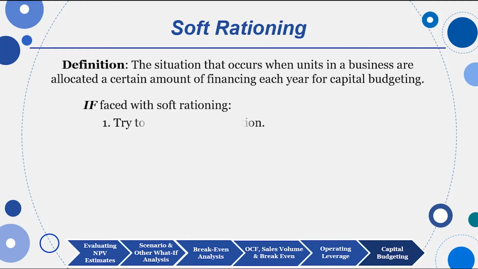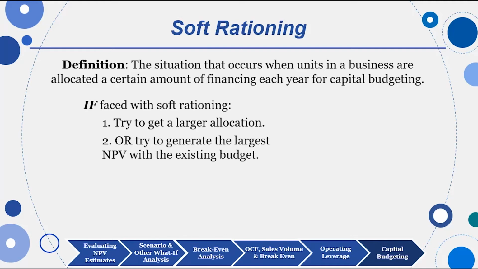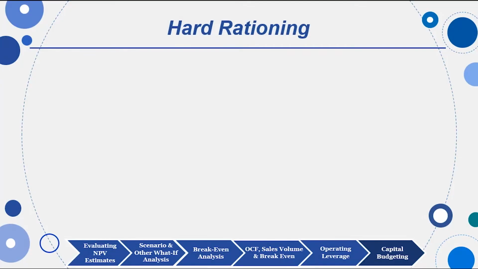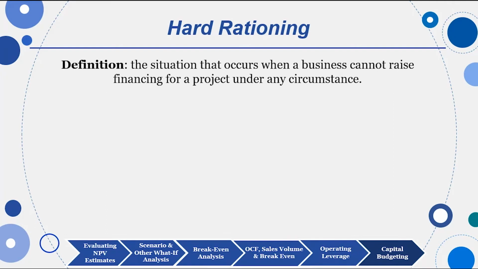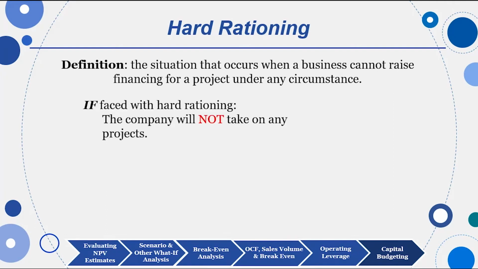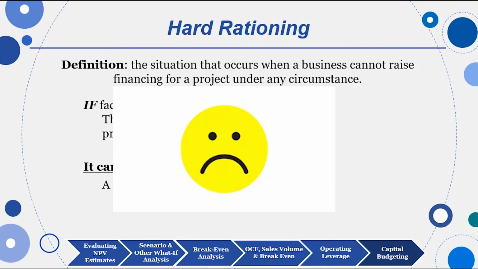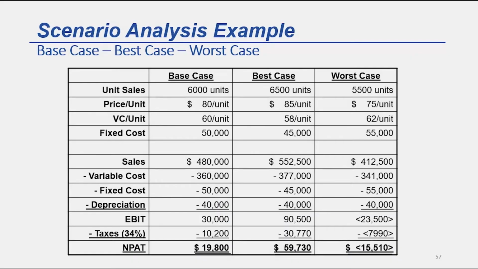I can do soft rationing, try to get a larger allocation, or try to generate the largest NPV with the existing budget that I have. Or hard rationing, where I can't raise financing under any circumstances, and usually this company won't take on any projects and is basically in financial distress. So you don't want to be in a hard rationing situation.